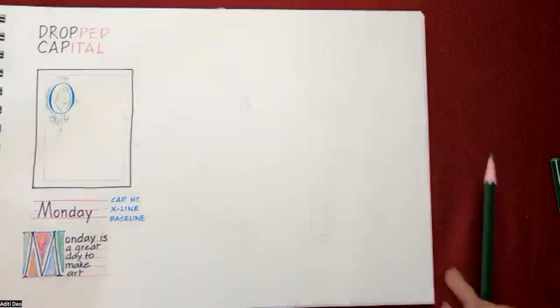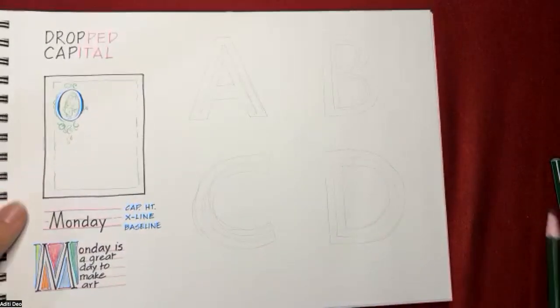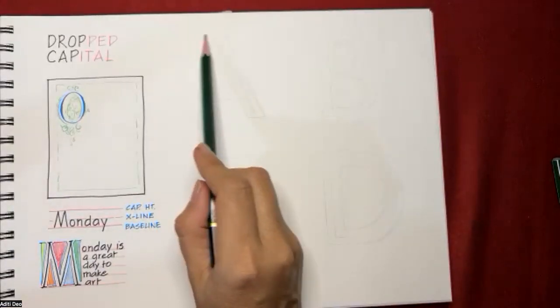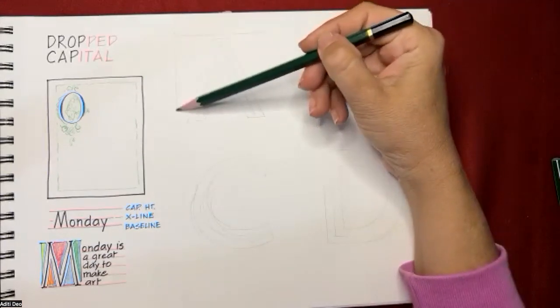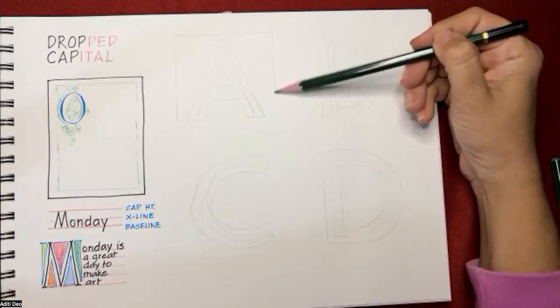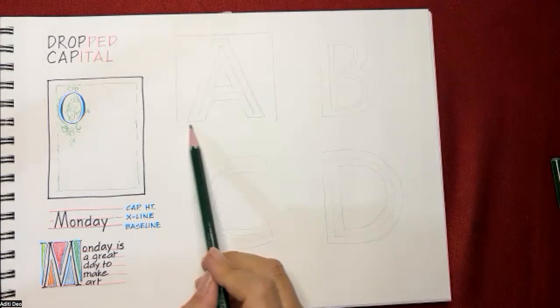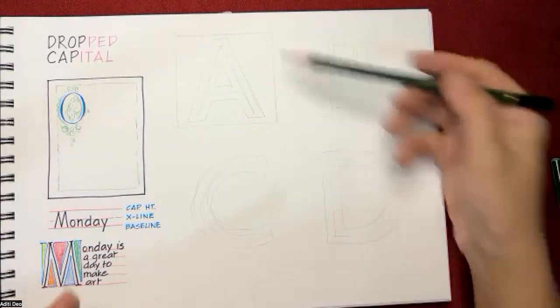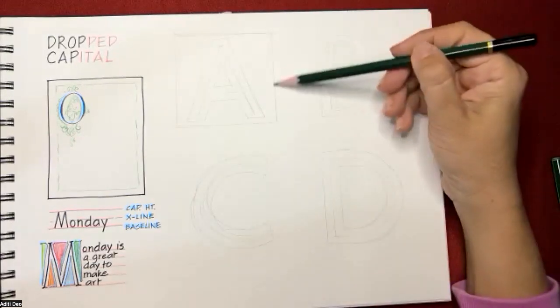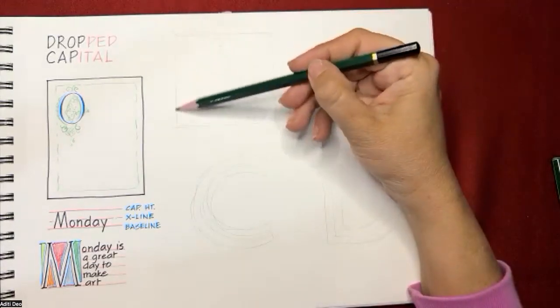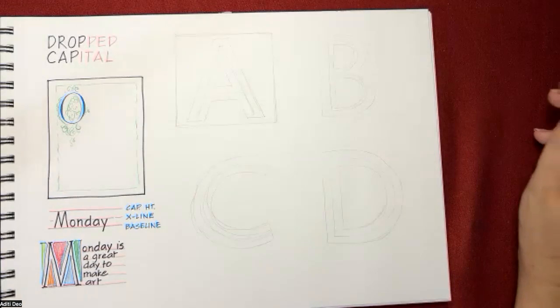All right, now for the A, we are going to make a square around the A. A square or a rectangle. It doesn't have to be an exact square. And if your lines are a little wobbly, that's okay. They don't have to be perfect. Do not use a scale to draw this line. Just draw it freehand.